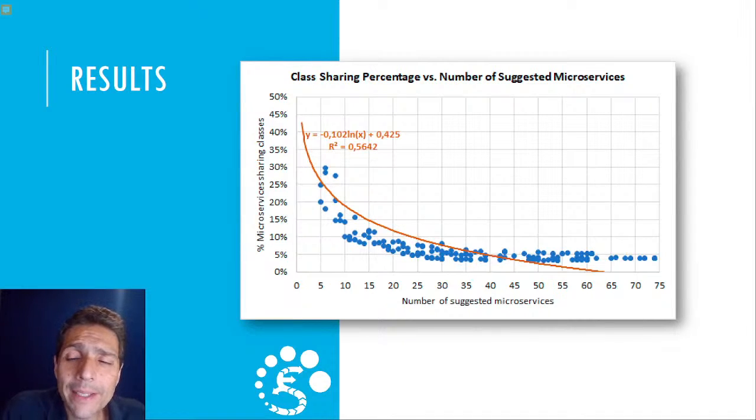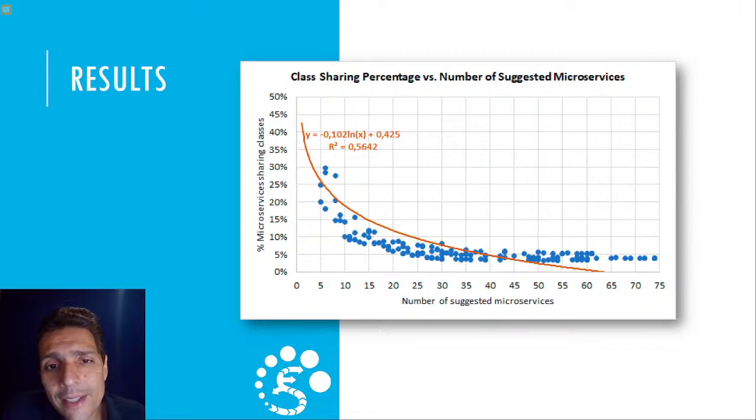This is another important result that we obtained. It's the final result where we tried to see the sharing percentage by the number of suggested microservices. Usually the silhouette coefficient provides a kind of knee-shape curve. This is not the silhouette coefficient, but usually they provide a knee-shape curve.